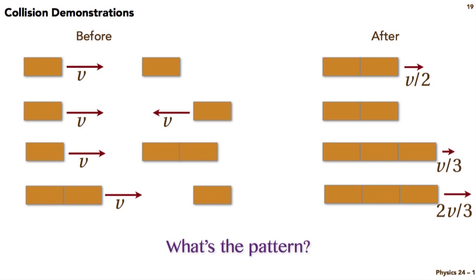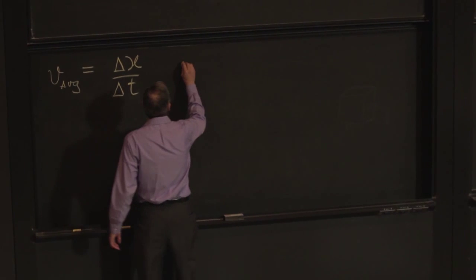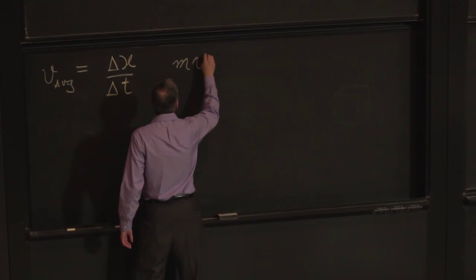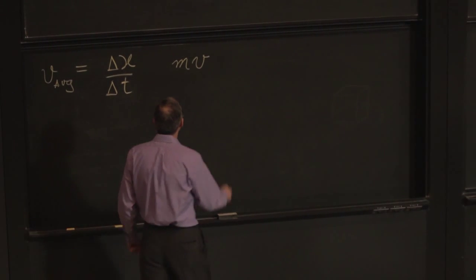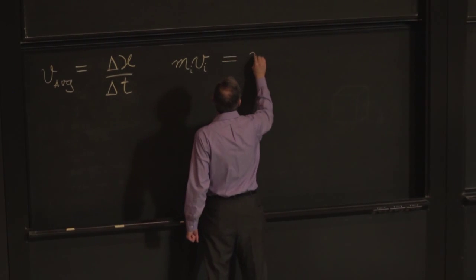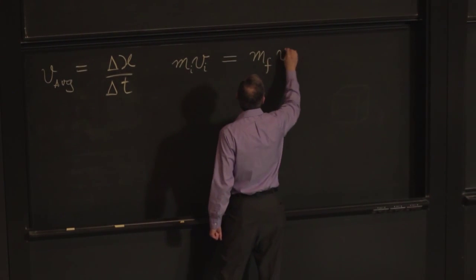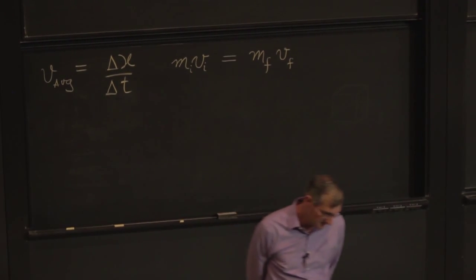So if I were to call the number of carts m, m times v initial would be equal to m final v final.